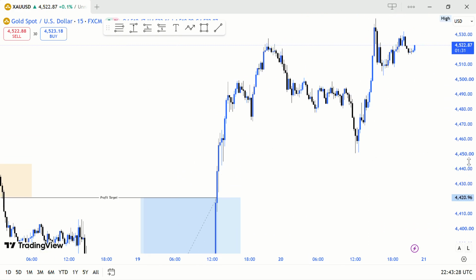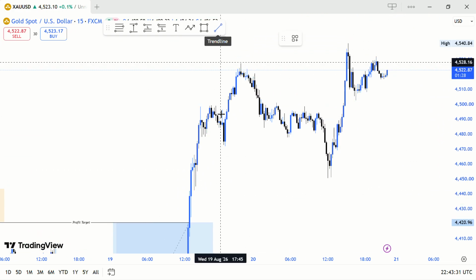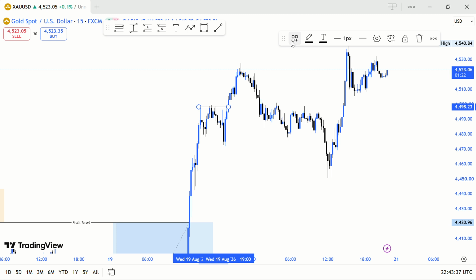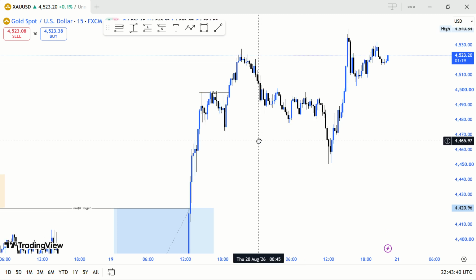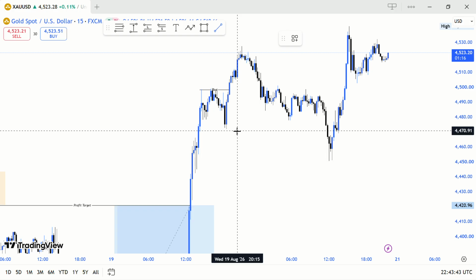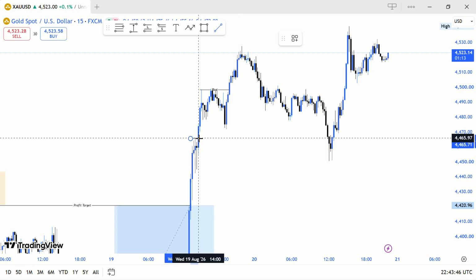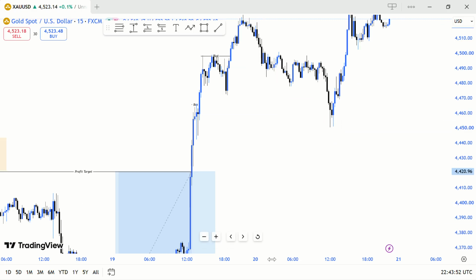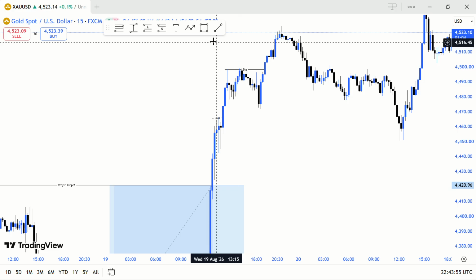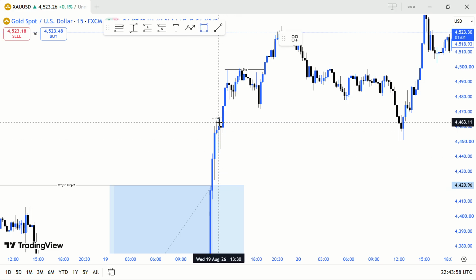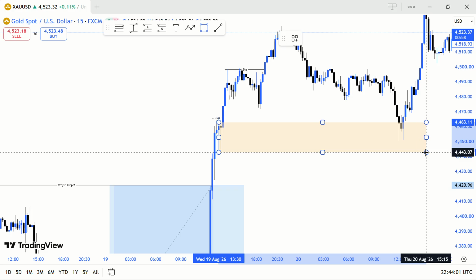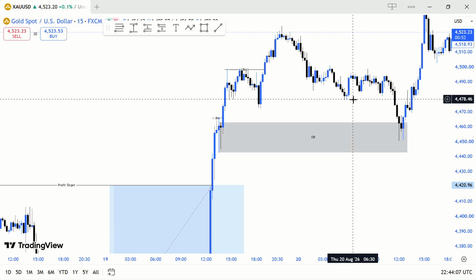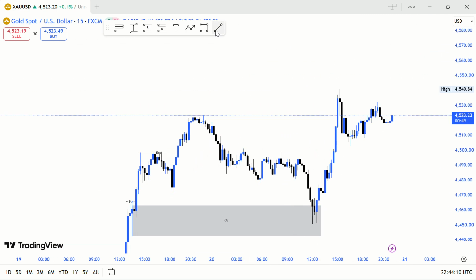But then there was this reconstruction, and also there was this break of structure. No matter how little it may be, it shouldn't be ignored, right? That's one thing about trading, it shouldn't be ignored. So this was our break of structure where the price came down to mitigate the order block. Yeah. So we got this movement.